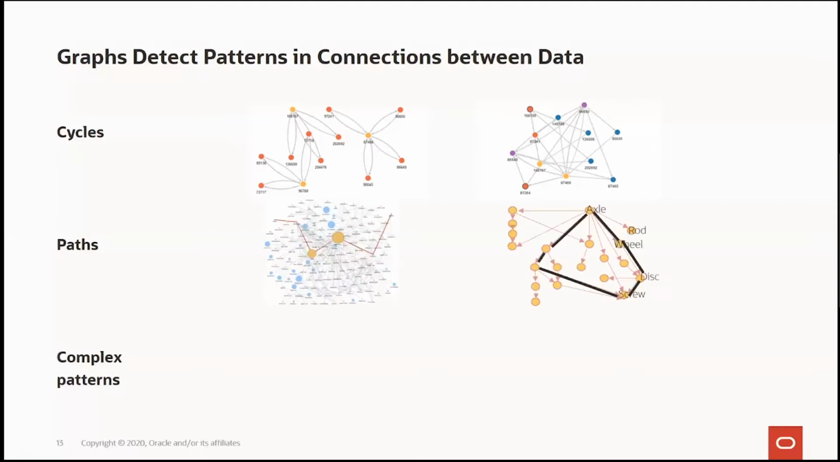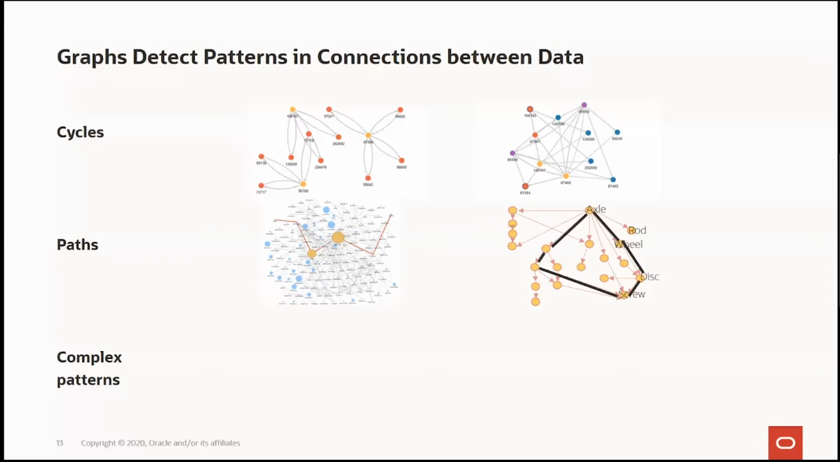Graphs are also good at detecting paths. Like when A transfers money to D, is there a path between them? Did A transfer money to D, but going through some intermediate account? Is there a path between accounts A and D? So graphs are good at identifying that.